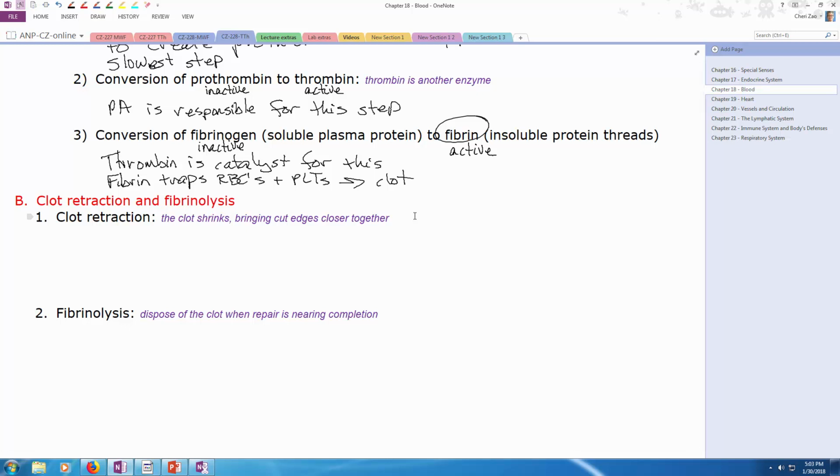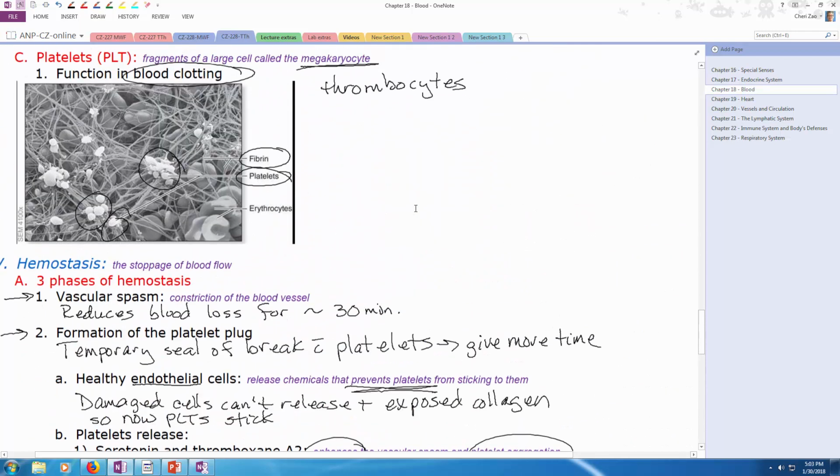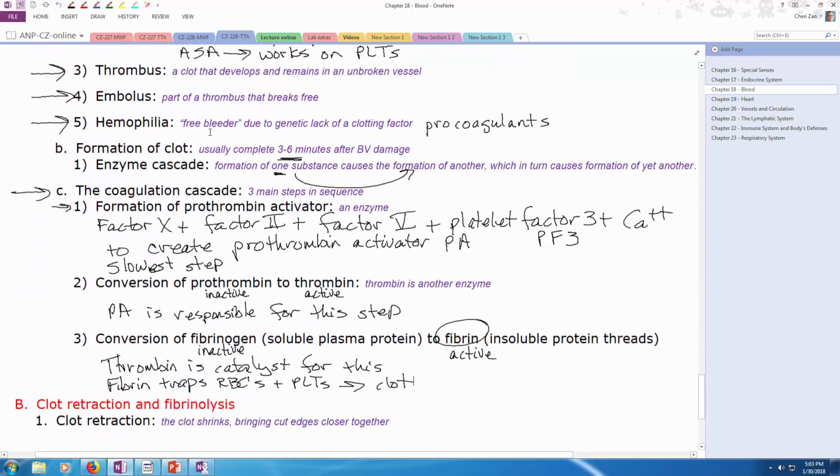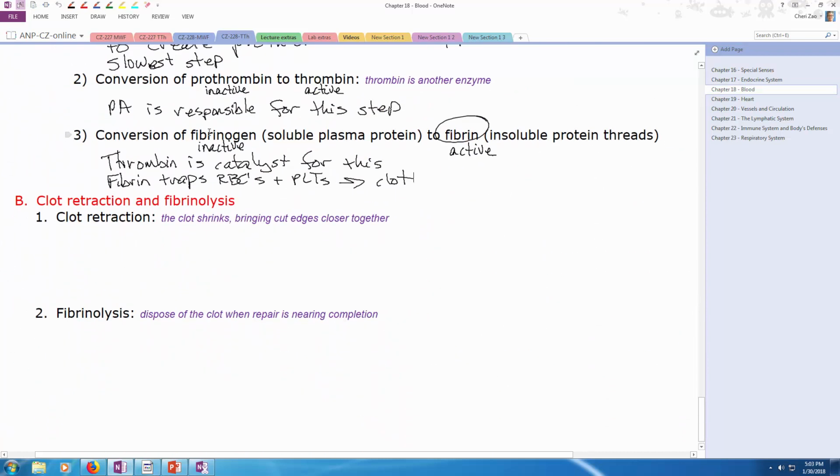Clot retraction is where the clot shrinks, and in its shrinking, it will bring the cut edges together. Don't forget this picture up here that I had for you. So take a look at all of these threads in here and realize we're going to cinch them up. And when we cinch them up, because we're all attached and filling up this little defect, we're going to bring the edges of the defect closer together. And that's part of the clot retraction process. Clot shrinks, bringing cut edges closer together.